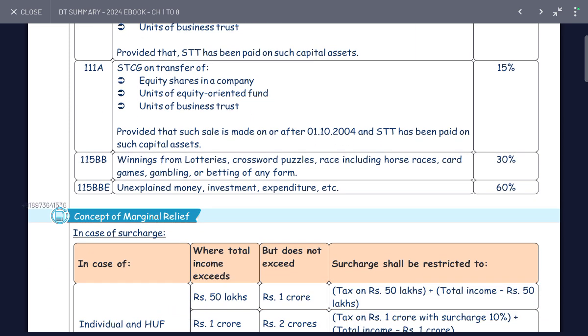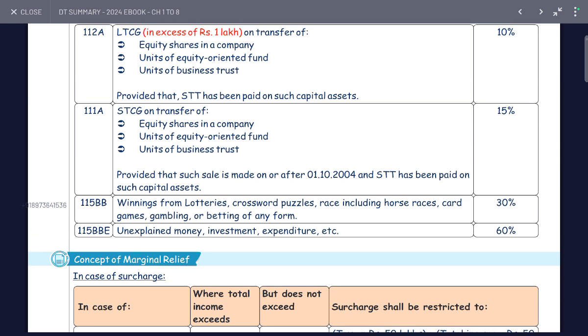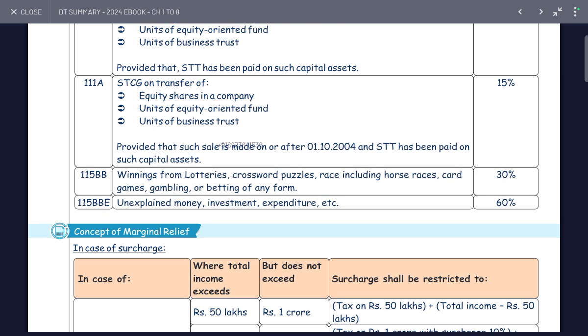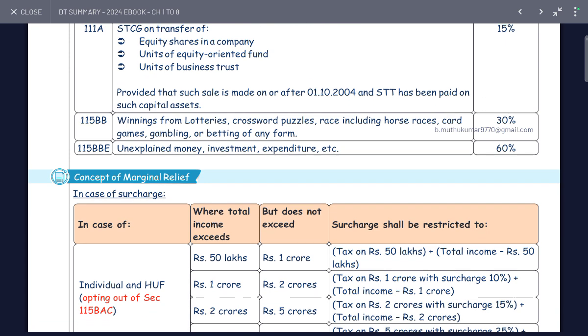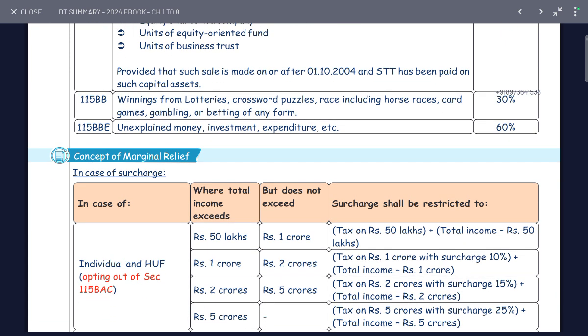Section 111A: short-term capital gain on transfer of equity shares of a company, unit of equity oriented fund, or a unit of business trust 15%, provided such sale is made after 1/10/2004 and security transaction tax has been paid on the capital assets.